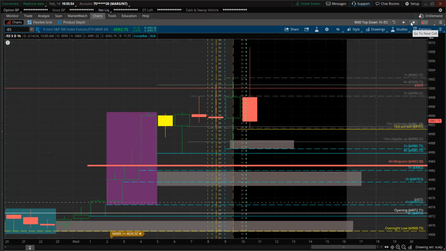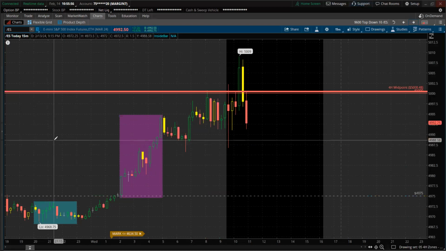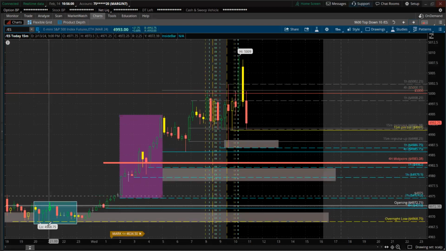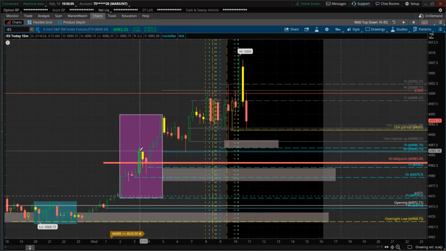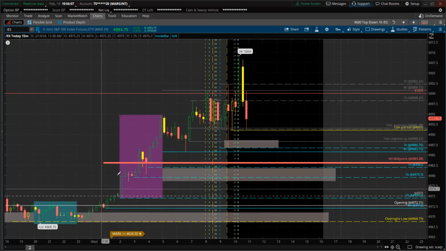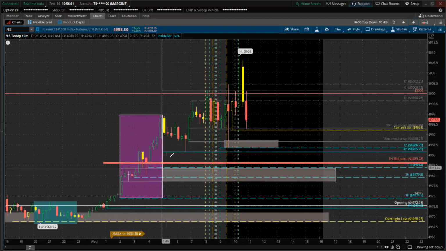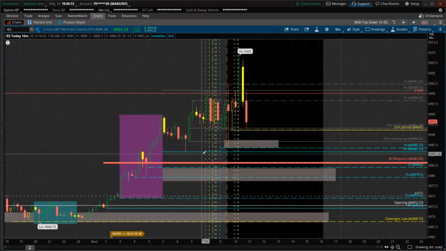Let's take it to the 15-minute. In this green area here, this is the Asian session. This purple one is the London session. When we get higher highs, higher lows, we're bullish overnight. The S&P. Again, all these drawings were labeled off the higher time frame I showed you. Let's take it to the 5-minute.